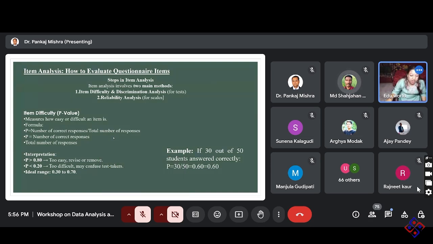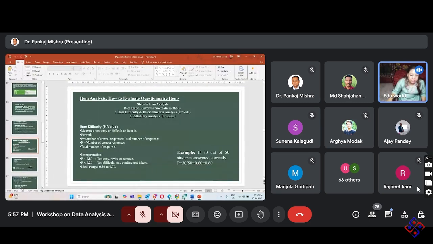First of all, when we were doing the methods for collecting data, I showed you numerous kinds of tools. This one is related with an achievement test questionnaire. This is not related with your Likert scale, because for a Likert scale you are using a 5-point or 7-point scale. But for a questionnaire whose items are related with a subject, only for that will you find out the item difficulty as well as the discrimination value.